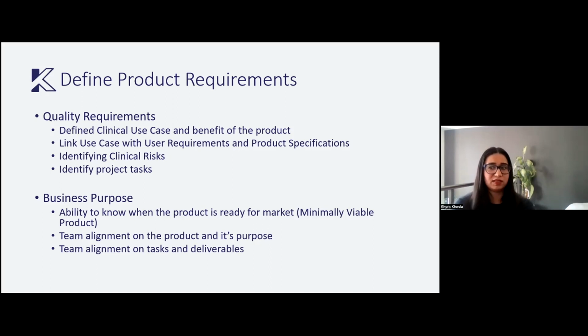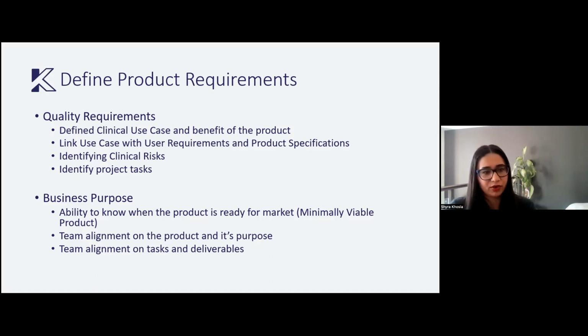Identifying clinical risks is incredibly important because, as I mentioned before, QMS is really based around the risk of your specific product, and you have to understand the risks to your clinical patients and your clinical users in order to be able to design and mitigate against them. And so knowing that upfront is a great starting point, but it will evolve as you go through each of the design phases.